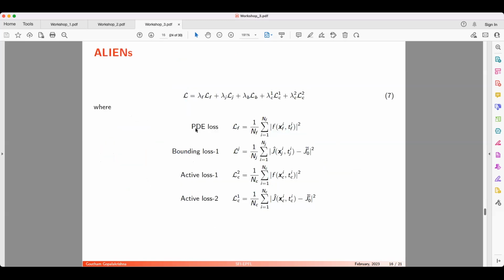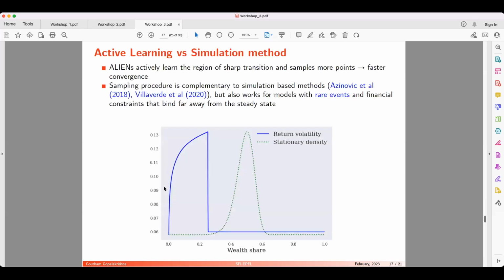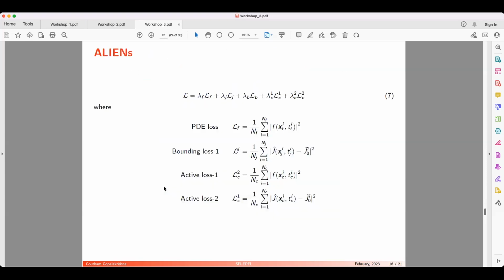So here's the aggregated loss. You have the PDE loss, you have the boundary loss, this is like the data loss, and you also have the same things from the active regions. It's the same loss. You could just combine NF and NC together, but just for clarity, I have it as two separate regions.